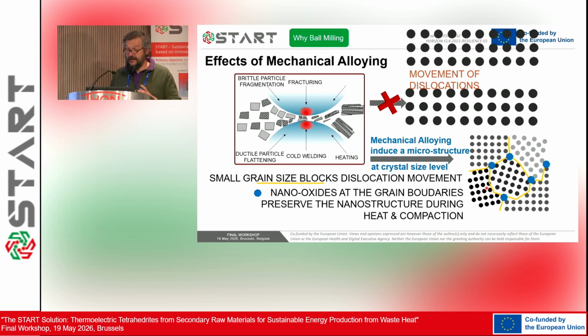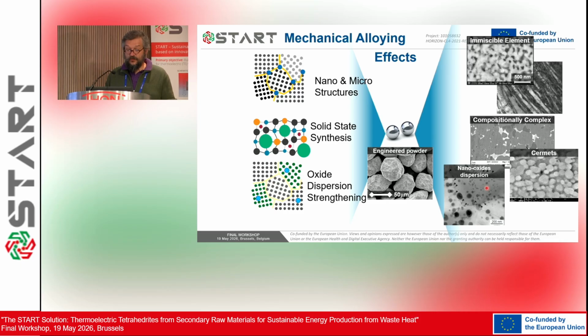metals. And these structures, or this combination of the effects, are those that we are using also to produce some of the elements and some of the products that we have by combining immiscible metals, having compositionally complex alloys, or by creating cermets, and of course by creating nano dispersion of oxides into alloys.